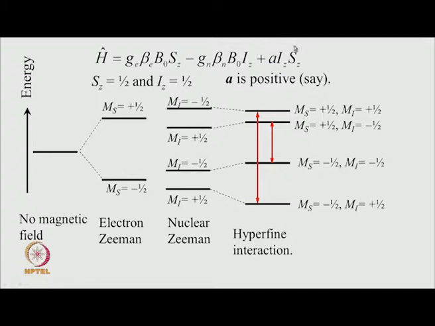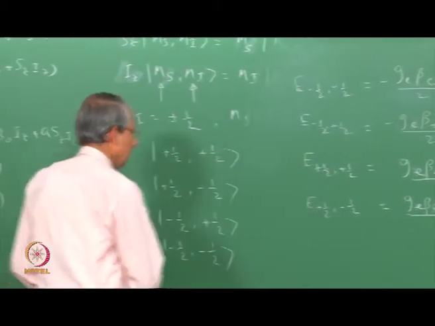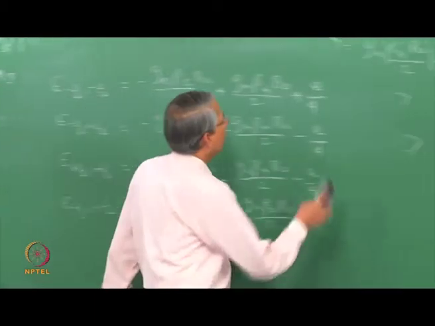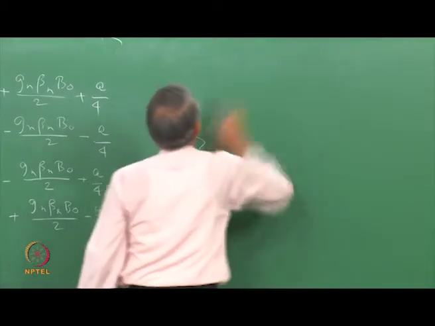Then we add the hyperfine interaction. Here, assuming A is a positive quantity, when the product Iz Sz is negative, that gives lowering of energy, and when the product is positive, it gives higher energy. So, that is the way these levels are further changed. So, having got these 4 energy levels, what are the allowed transitions now?